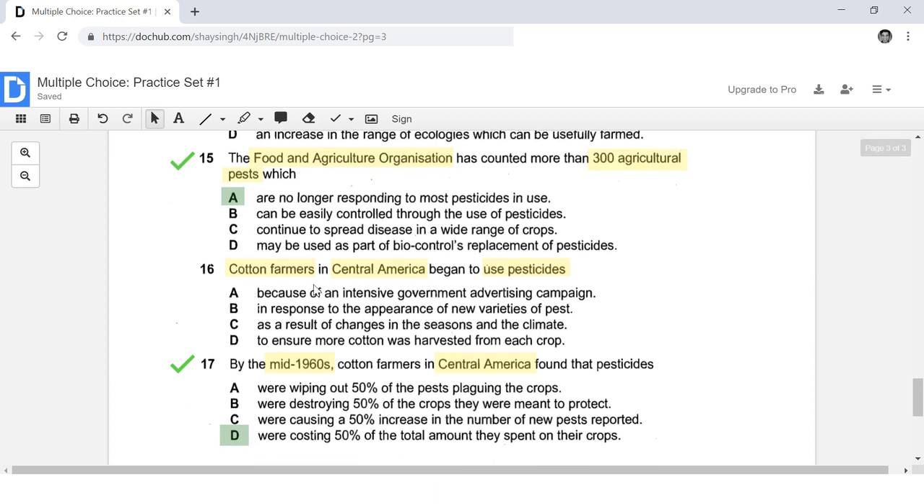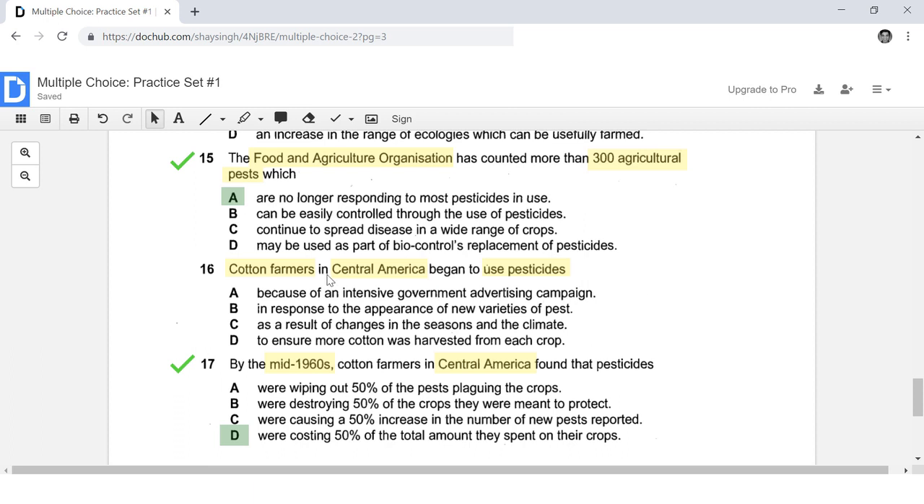So here it says cotton farmers in Central America began to use pesticides. Why? A says because of an intensive government advertising campaign. It says nothing about government, right? So that's wrong. Option B says in response to the appearance of new varieties of pest. I don't really see anything about that there. But it is obvious that if they are using pesticides, then they were probably using pesticides because there were pests around. There were pests in their farms, so they had to get rid of the pests. So that's why they started using pesticides.